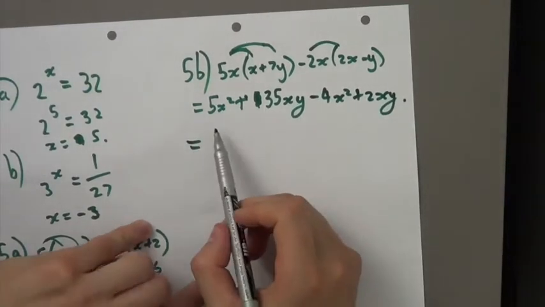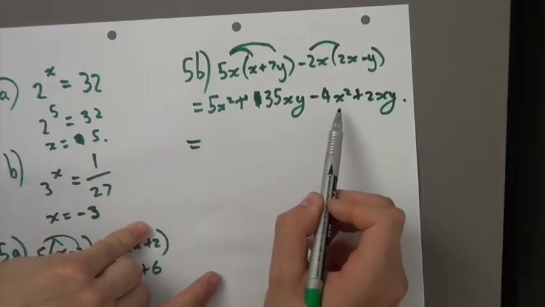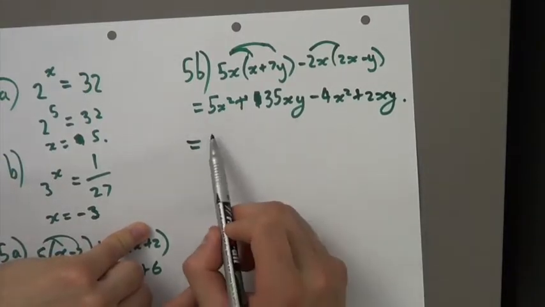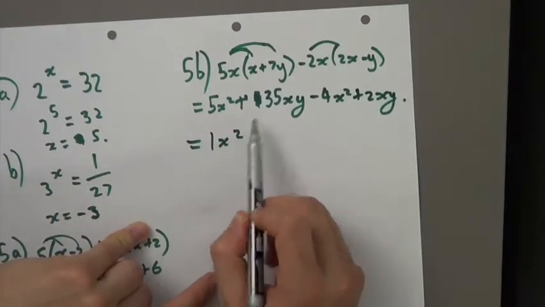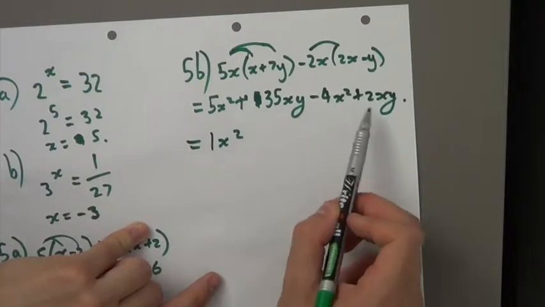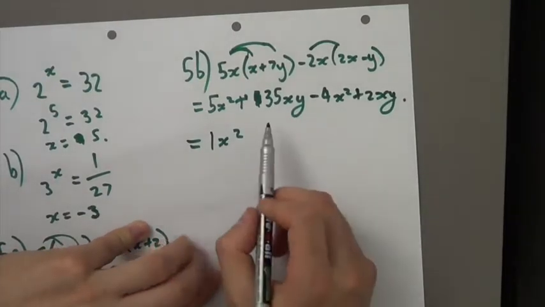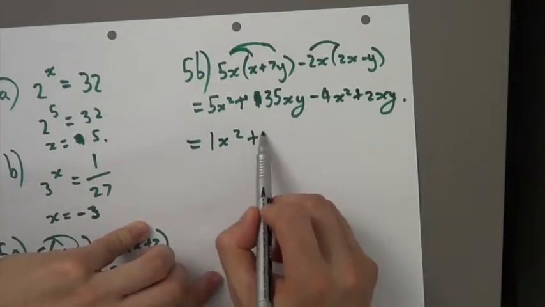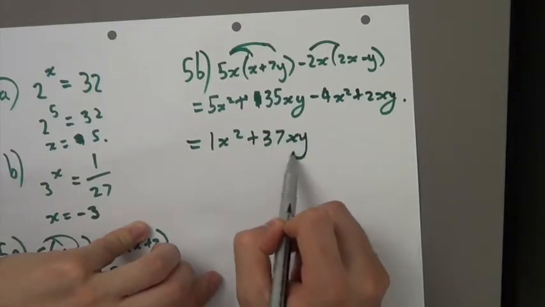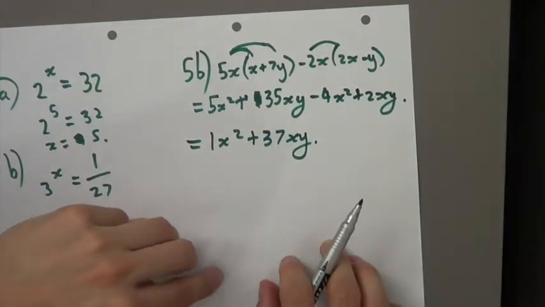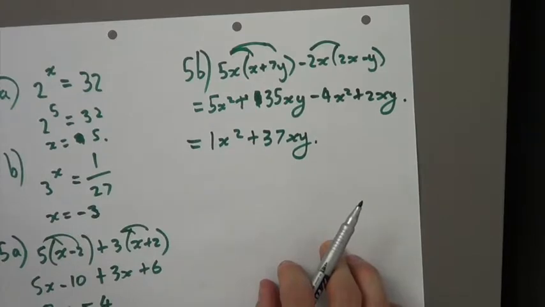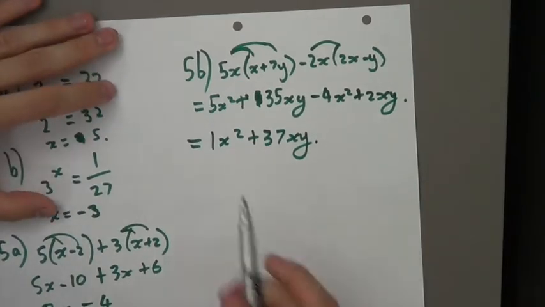So if I write this out again, 5x squared here, and we've got minus 4x squared here. So that's 5 minus 4 is 1x squared. We've got a 35xy plus a 2xy. So that gives us 37xy. And that's our final answer. Right.